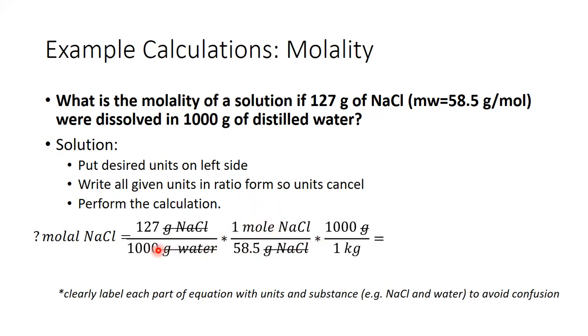And then we want to convert that grams to kilograms. This isn't really necessary for this question because it's already 1,000 grams of water. But say it was 500, it would be helpful to do this step so that you make sure that you're in the right units. So we now have kilograms and moles remaining. So that will give us, when we solve it, 2.17 moles per kilogram of sodium chloride, or 2.17 molal.